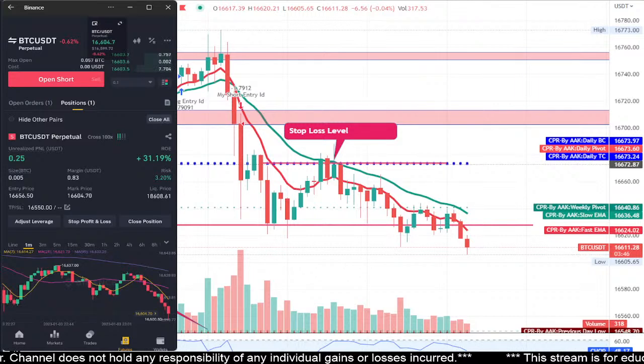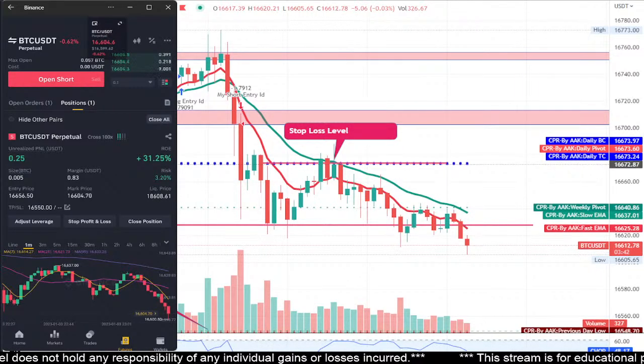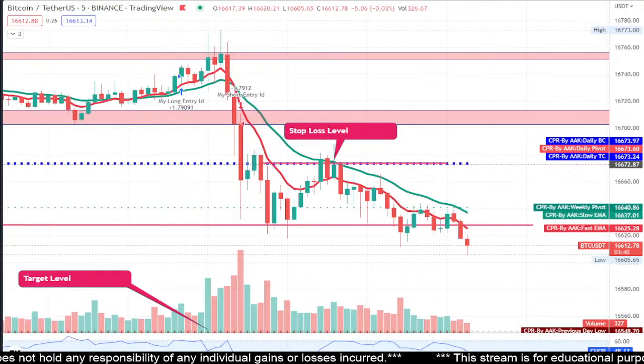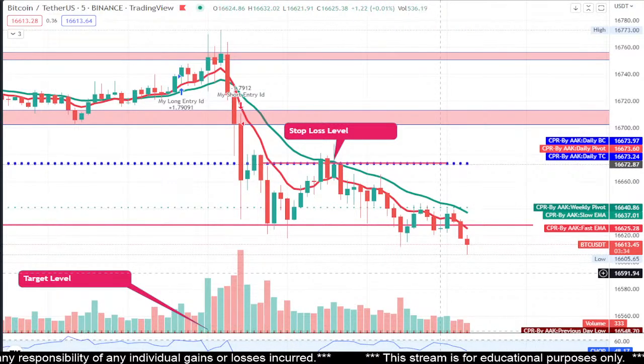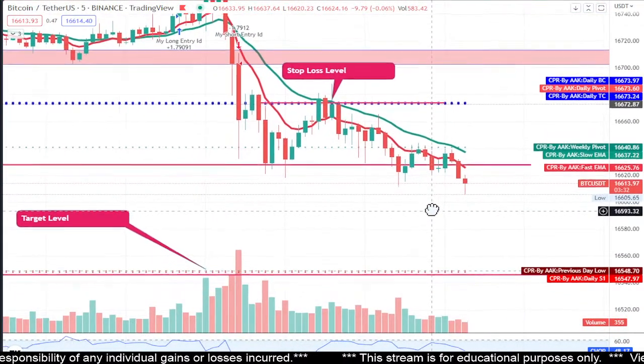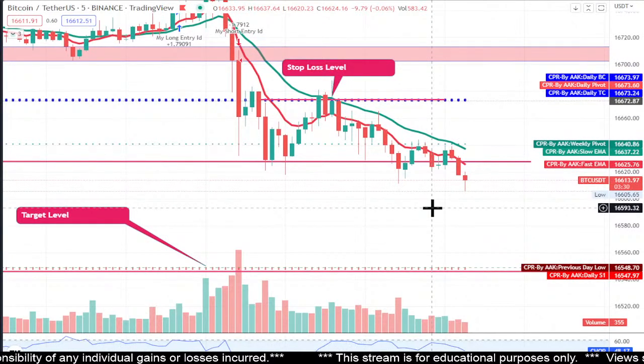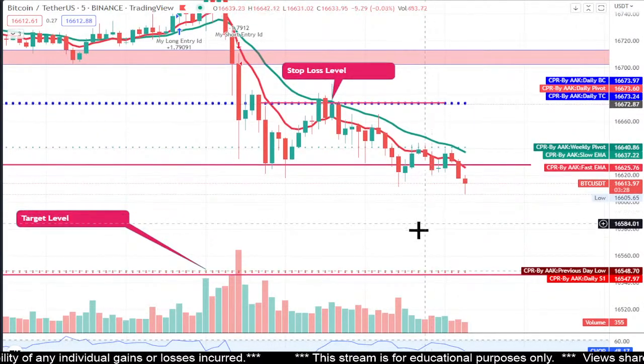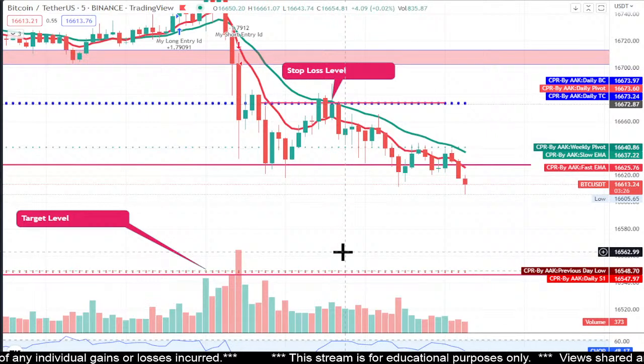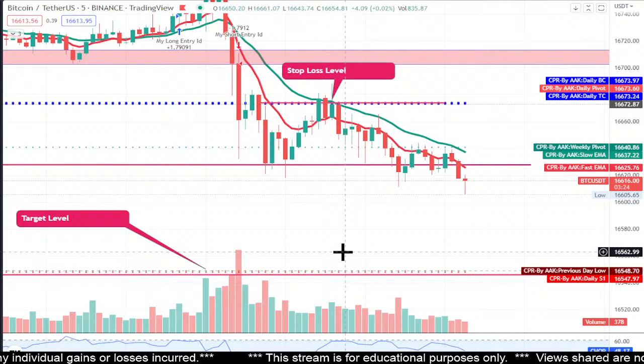Here we are with a current running profit of 31% on our capital invested. Let's wait for the target to be achieved. In the meantime, I think I should do something like this. Yeah, this will be better. So we have created a new low of 605.